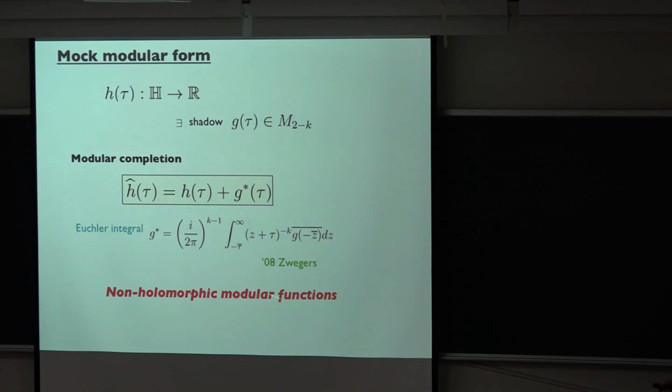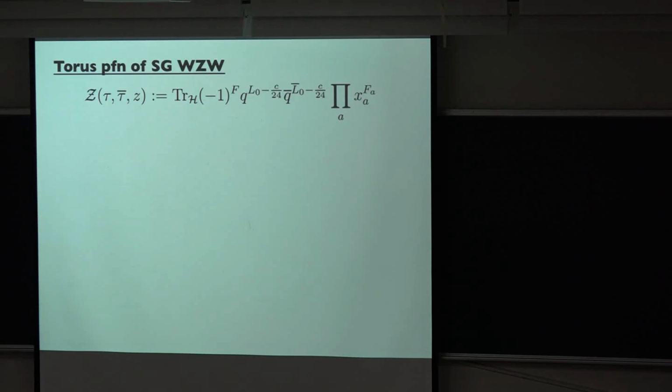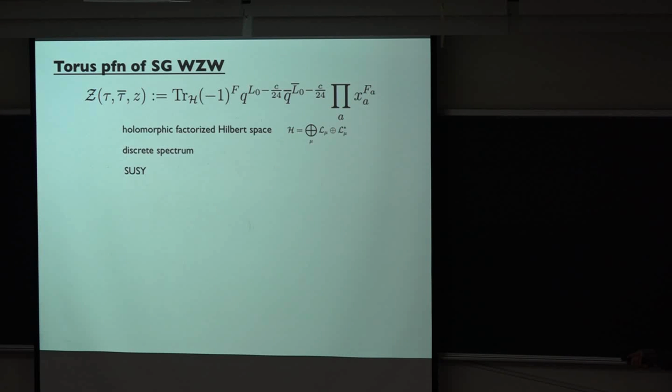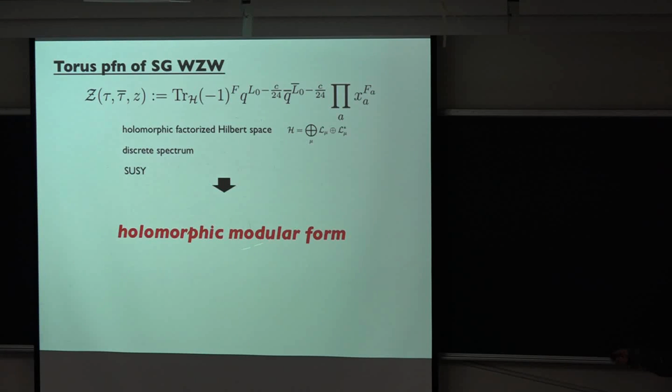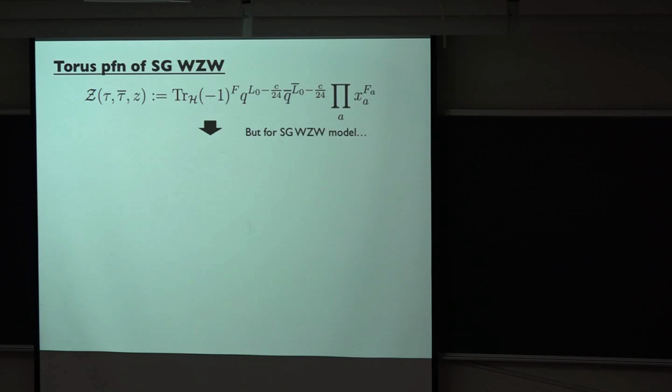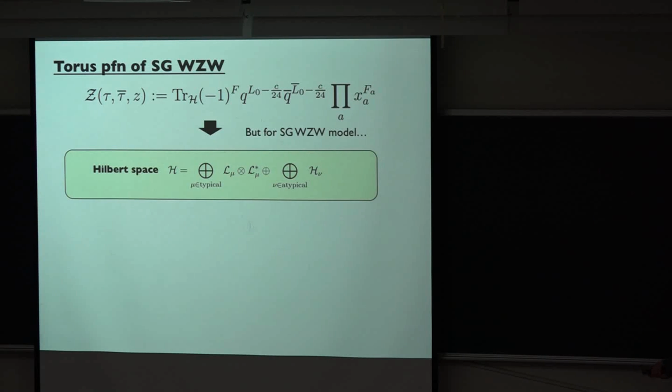This analysis was recently improved by Vegas mathematicians. Using such things, we can think of the modular partition function for the supergroup model. In the usual case we have a holomorphic modular form due to those facts. So we have a holomorphic Hilbert space and discrete spectrum and the supersymmetry. We can compute this as a holomorphic modular form. But on the other hand, in the case of the supergroup model, the Hilbert space does not factorize as a holomorphic.